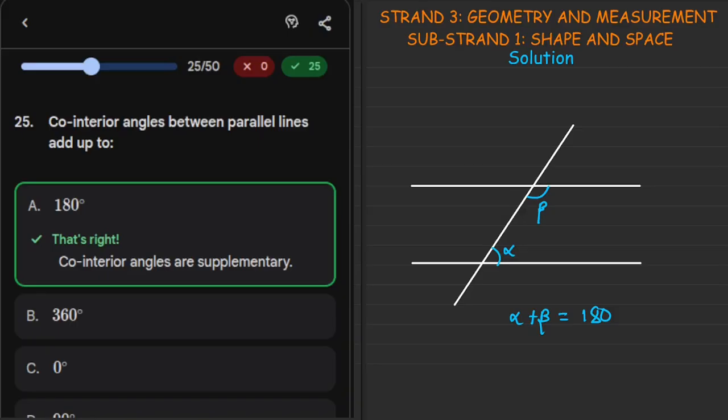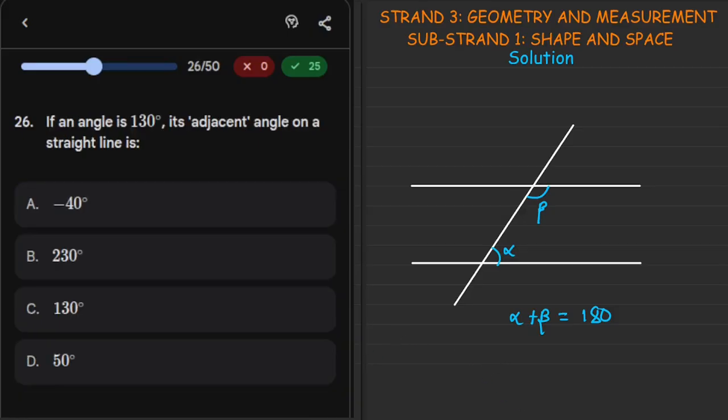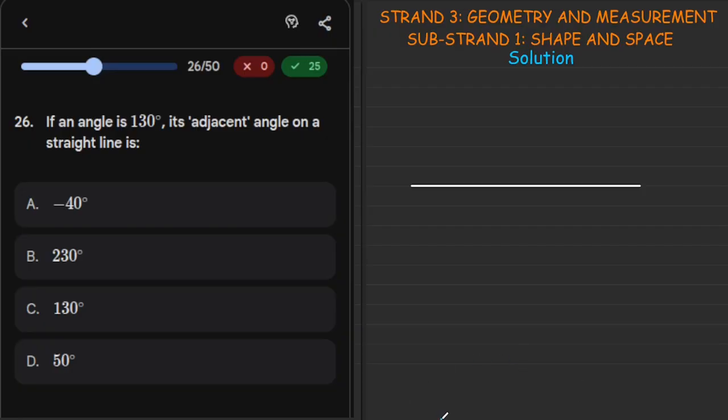Okay, so welcome back. Let's look at question number 26. If an angle is 130 degrees, its adjacent angle on a straight line. So we have two terms we need to take note of over here. First of all, we are talking of adjacent angles and then on a straight line as well. Adjacent angles are simply angles that share a common arm. And then a straight line is just an angle whose sum equals 180, or they are supplementary.